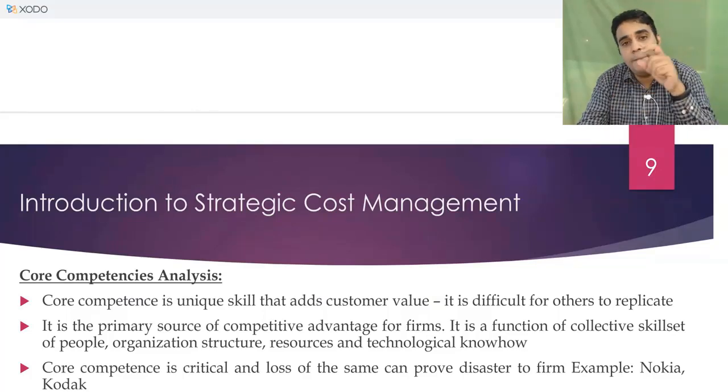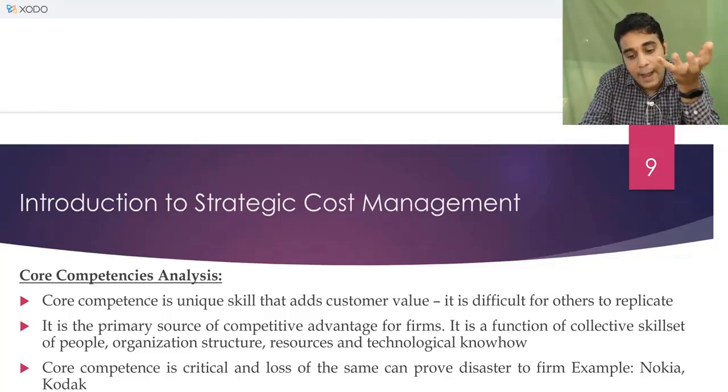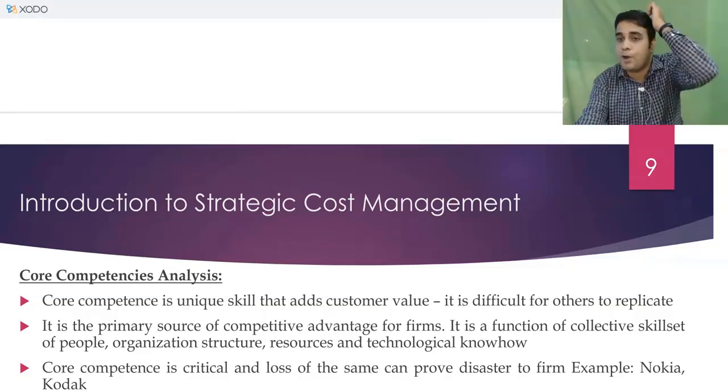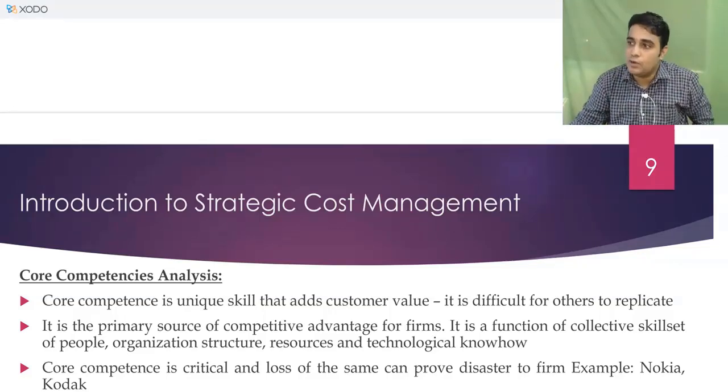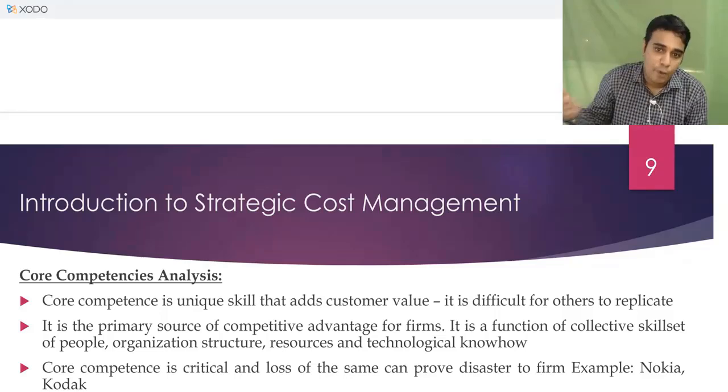The core competence can come from resources, which are men, material, machine, money, along with technology, and the ability of putting these resources into proper use. Just having resources alone will not help, because a lot of organizations may have resources, but you will have to put these resources into proper usage.